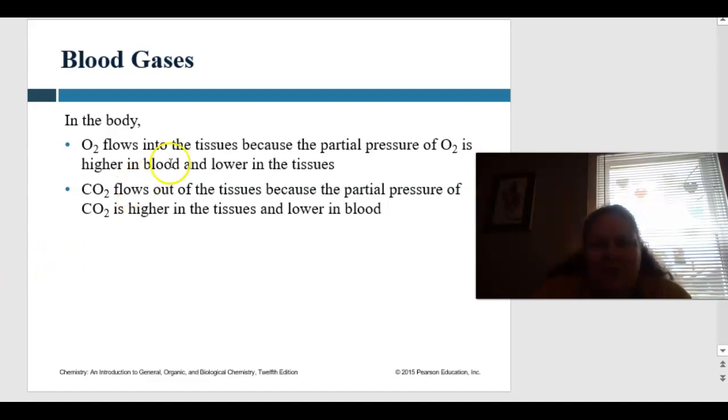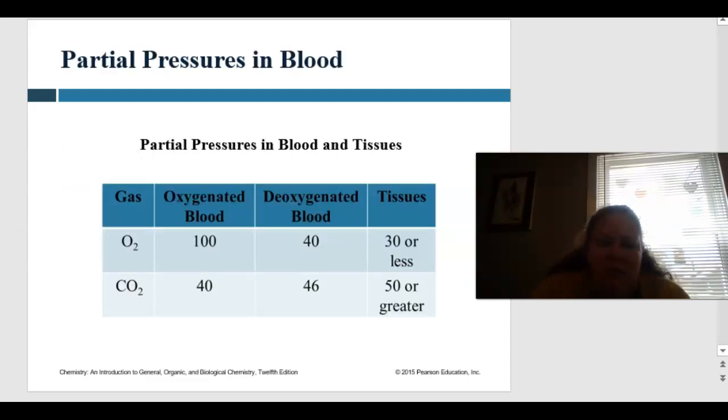So in the body, oxygen is going to flow into the tissues because the partial pressure of oxygen is higher in the blood and lower in the tissues, whereas carbon dioxide flows out of the tissues because the partial pressure of CO2 is higher in the tissues and lower in the blood. So here are our partial pressures of blood and tissues. For the gas O2, our oxygenated blood is 100, deoxygenated blood is 40, tissues are going to be 30 or less. For CO2, oxygenated blood is going to be 40, deoxygenated blood is 46, and tissue is going to be 50 or greater.